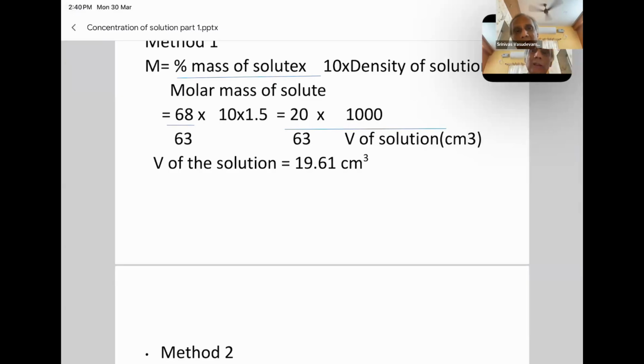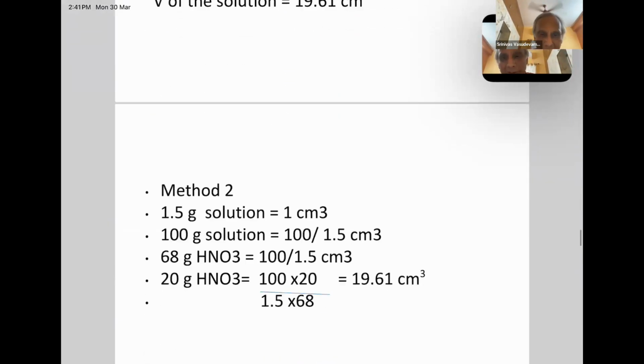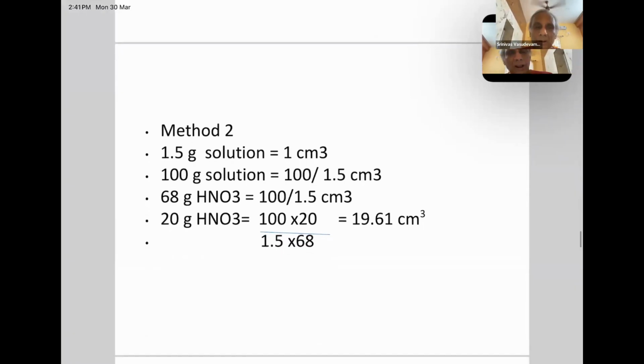That is it in terms of percentage mass. Then in terms of mass by molecular mass into 1000 by volume, that is 20 by 63 into 1000 by volume. So I can write 68 by 63 into 10 into 1.5 is equal to 20 by 63 into 1000 by volume of solution. By using this equation, I can find out volume of solution is equal to 19.61 centimeter cube. Another method is from the concept here.